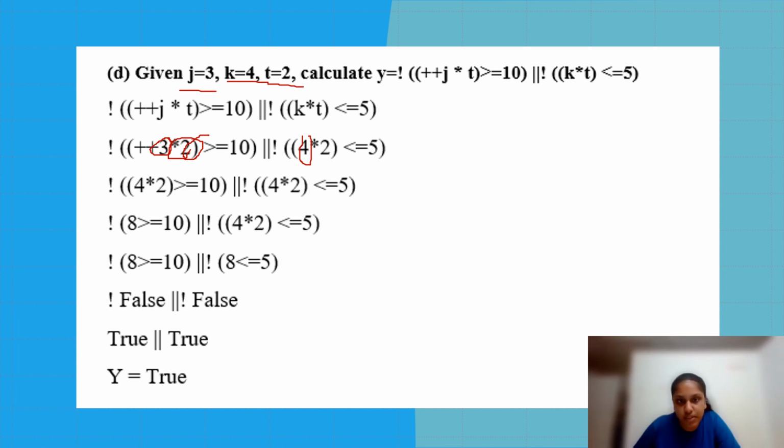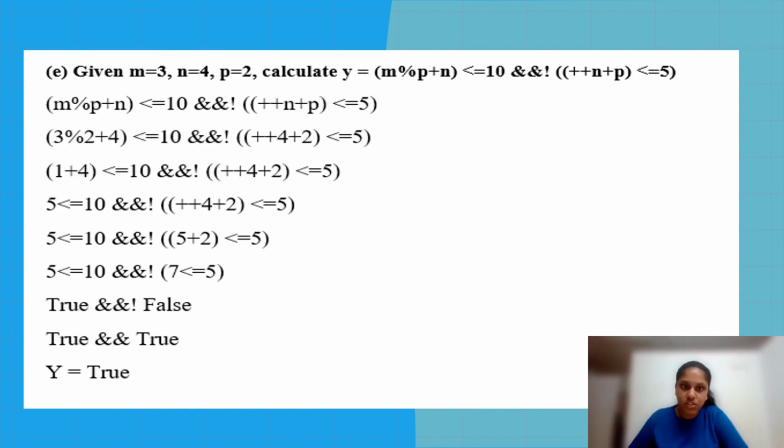First, we solve the left bracket. The increment we solve first. So increment 3, we have 3 plus 1 we get 4, and then we solve the left bracket. 4 times 2 we get 8, and then we move on to the next bracket. So 4 times 2 we get 8. So 8 is less than or equals to 10 not, or 8 is less than or equals to 5 not. Both of them are false. So not false is true, and not false is true. So true or true, y equals true.